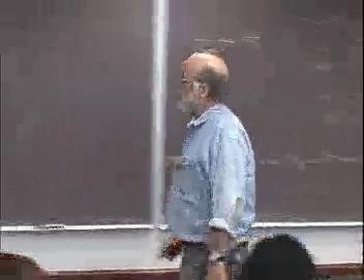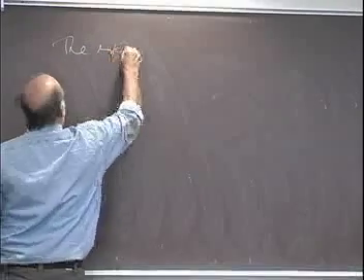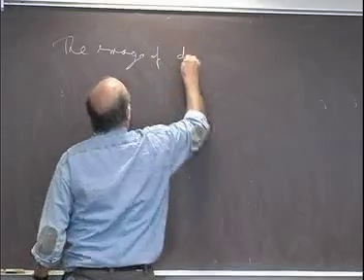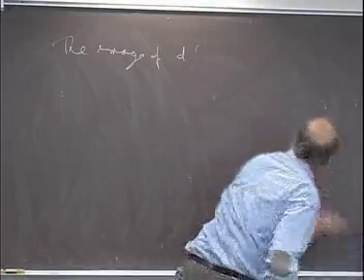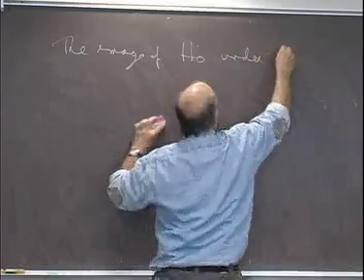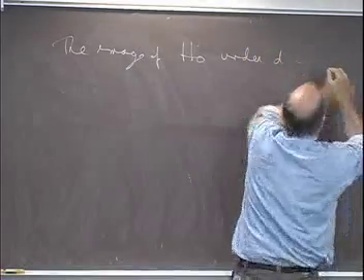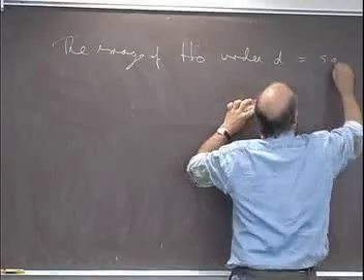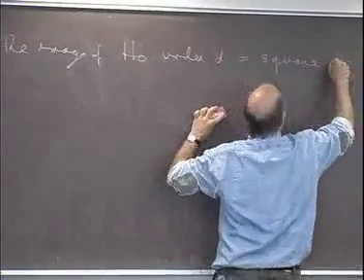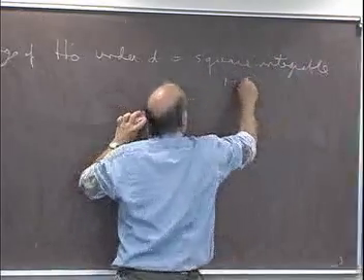So the image of D, well, the image of H0 under D contains only, it amounts to square integrable forms. So equals square integrable differential, square integrable one forms.